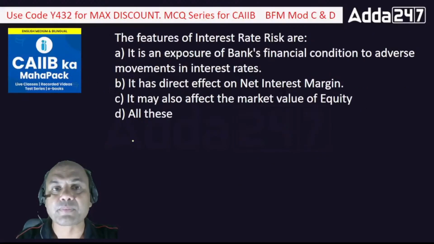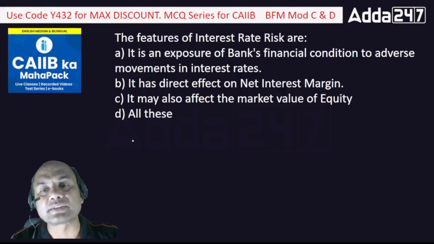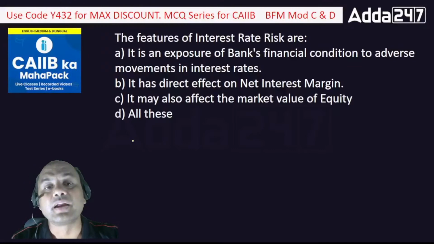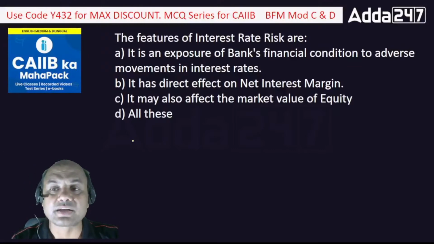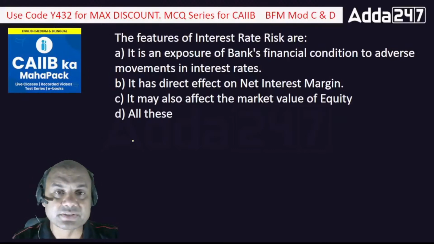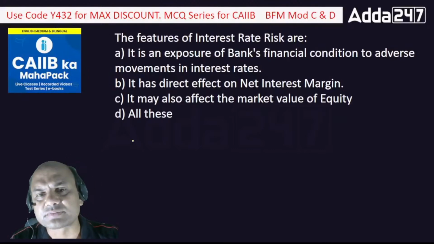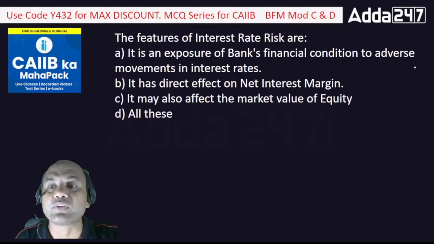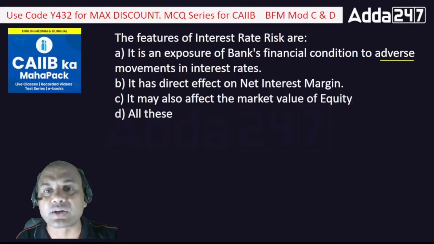The features of interest rate risk are: it is an exposure of the bank's financial condition to adverse movement in the interest rates; it has a direct effect on net interest margin; it may also affect the market value of the equity; and all of these. What should be the answer? Adverse movements due to the interest rates, what happens here?